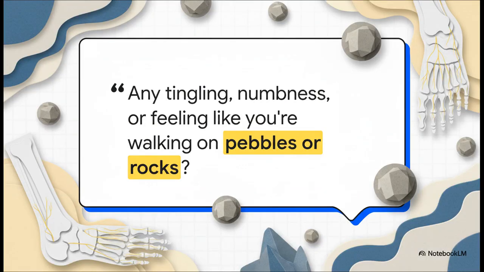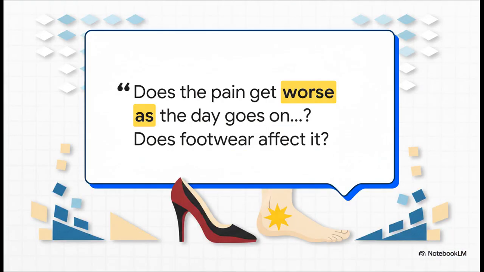Now, these questions are powerful. They're your screen for nerve involvement. If you get a yes to tingling or that classic walking on pebbles sensation, that should make you immediately think of Morton's neuroma, which is a key differential. These questions help you get a handle on the mechanical nature of the pain. If it gets worse with activity or with certain shoes, that is pointing strongly towards metatarsalgia.